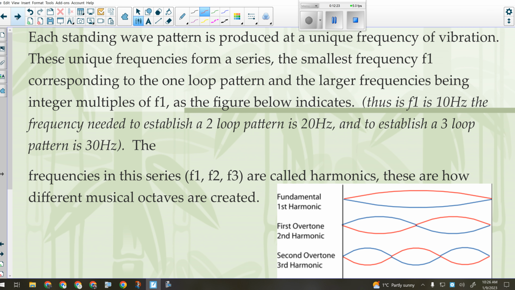The smallest, F1, has a single antinode. That would be this one. And again, I said I don't use the overtone terms.